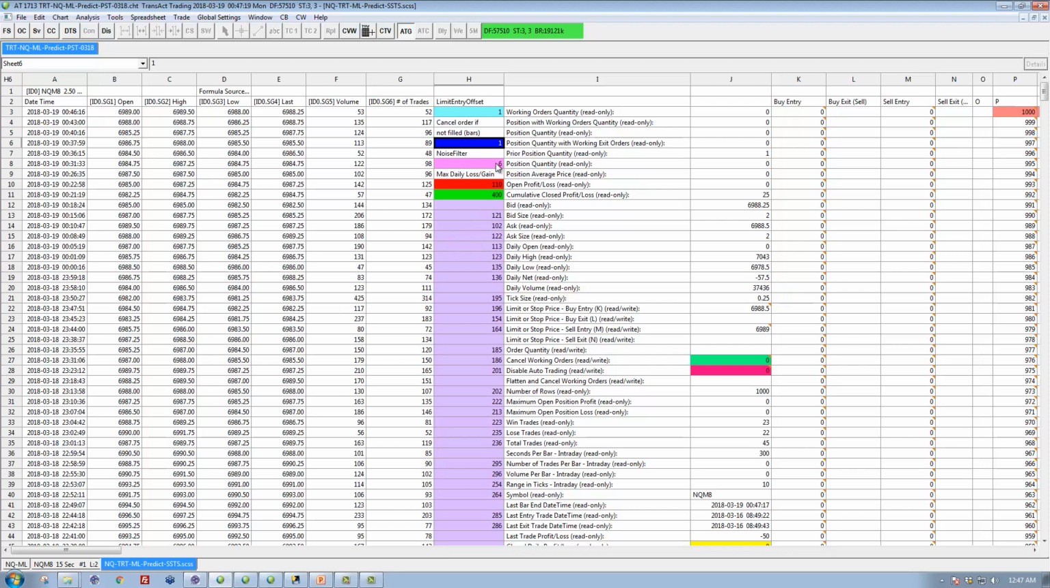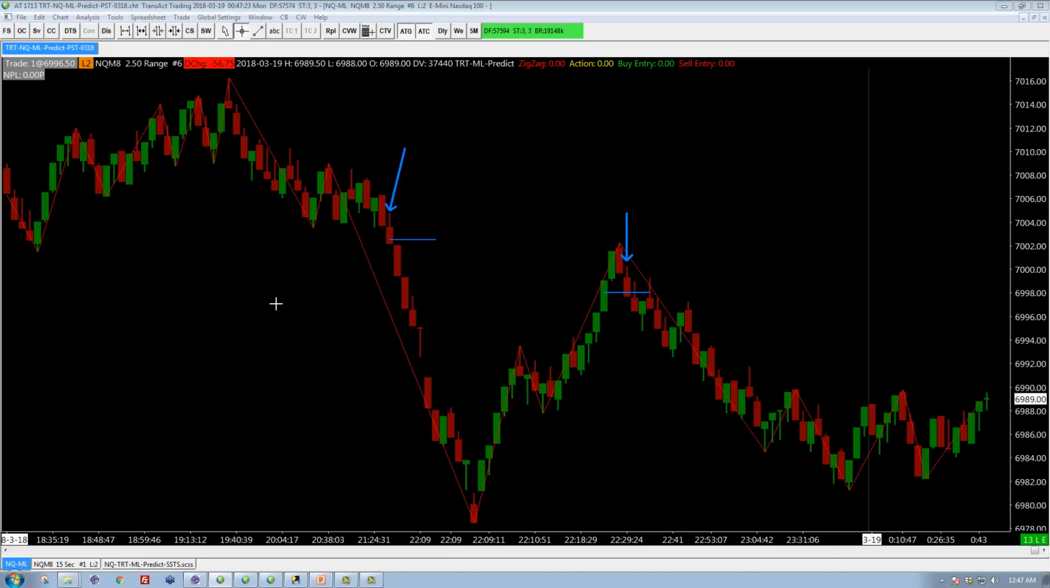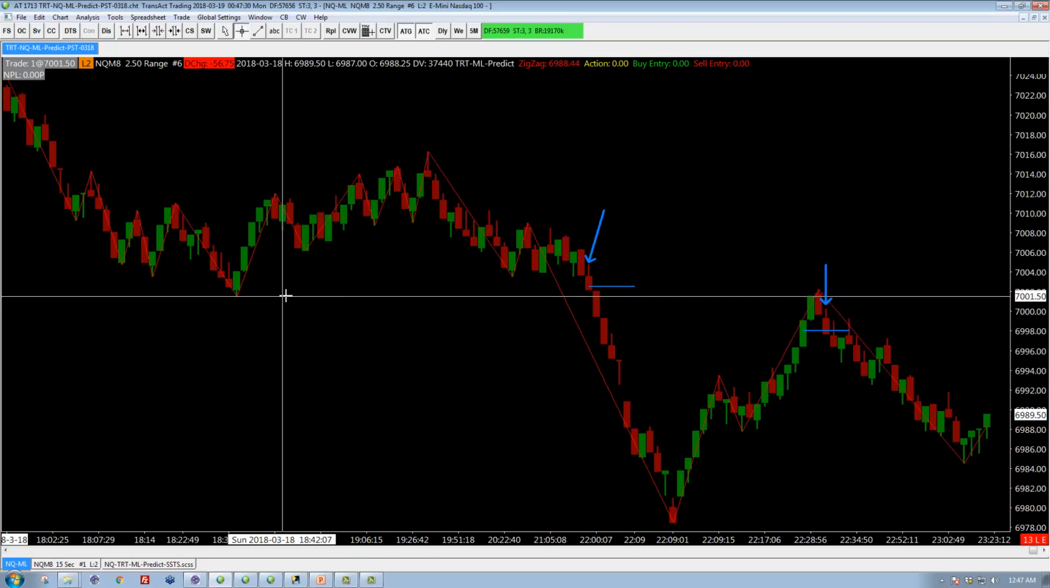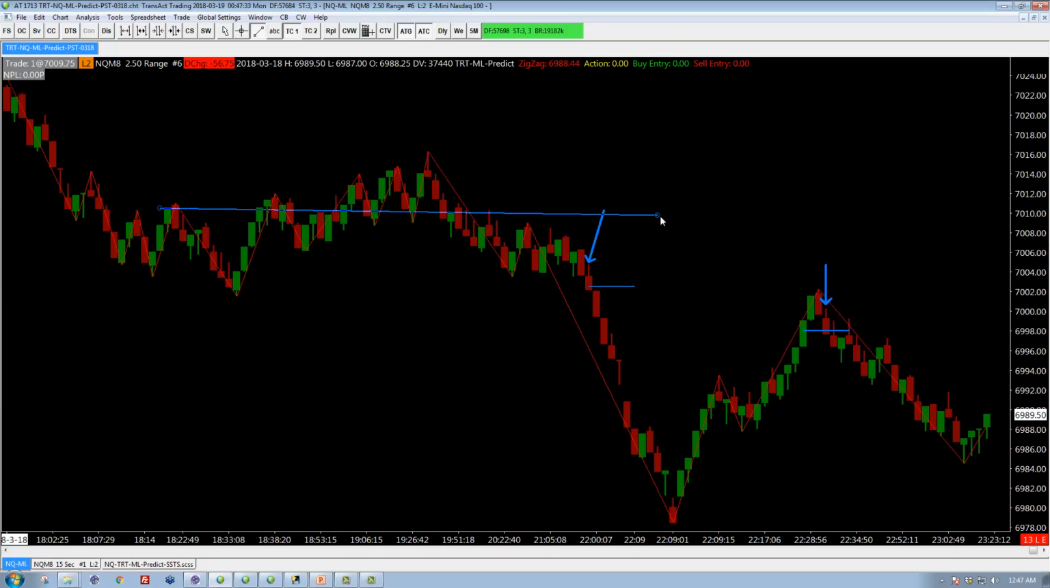The next setting is called noise filter, and really it's a way to help us stay out of the chop, which is the sideways action. You can see right here, the market is moving pretty sideways. And what we find is that regardless of how sophisticated the pattern matching is, when the markets are drifting sideways, it's essentially random, and so we just want to stay out of that action.